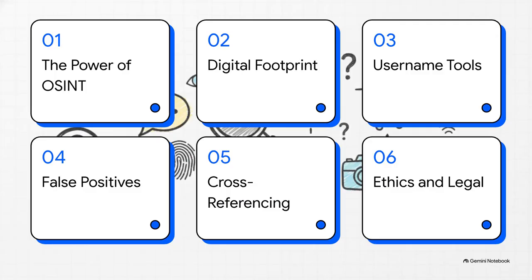Here is a super quick roadmap for our investigation today. We are going to cover the power of OSINT, tracing the digital footprint, enumeration tools, the trap of false positives, cross-referencing and correlation, and finally, ethics and legal boundaries.